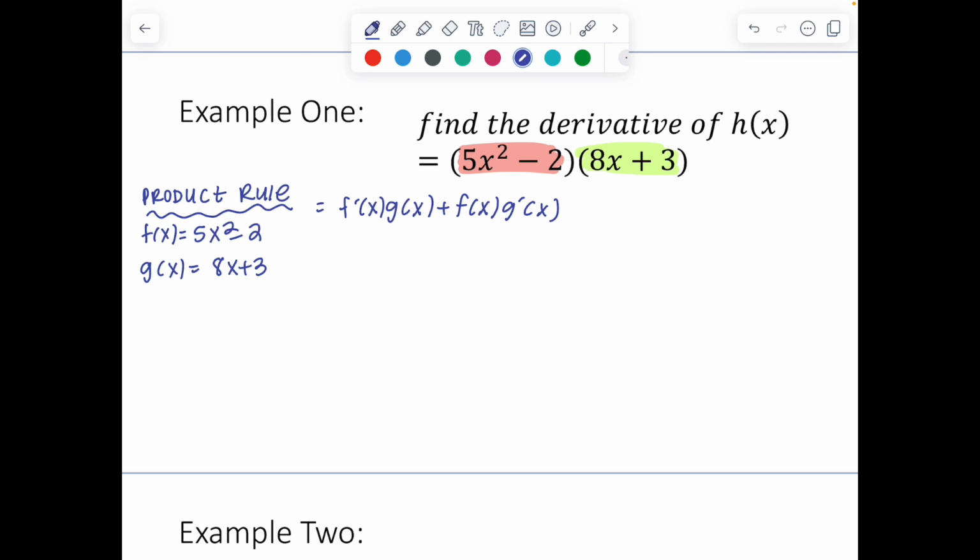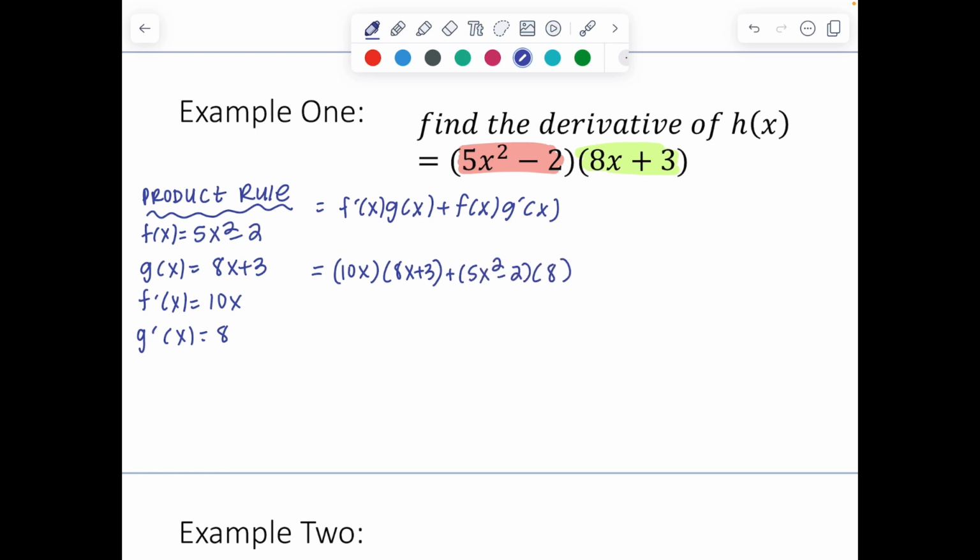But again, find the derivative of this. We need to find the derivative of my little pieces. So the derivative of f of x is going to be 10x. And then the derivative of g of x is going to be 8. And then I can just go ahead and plug it into my equation. And so to find the derivative of this, I'm going to have 10x times 8x plus 3 plus 5x squared minus 2 times 8.